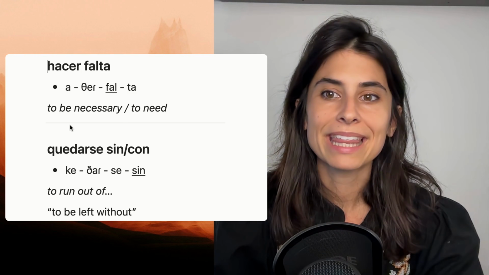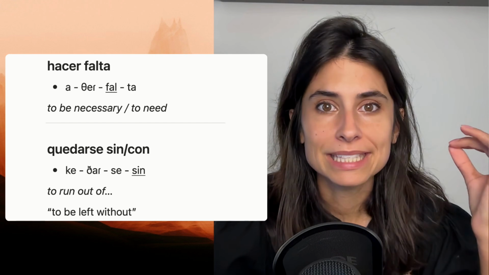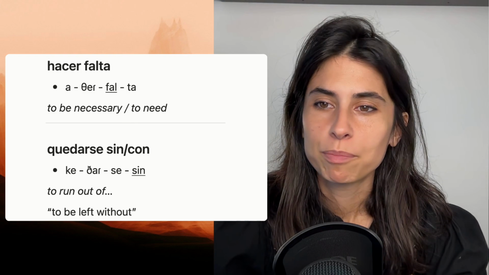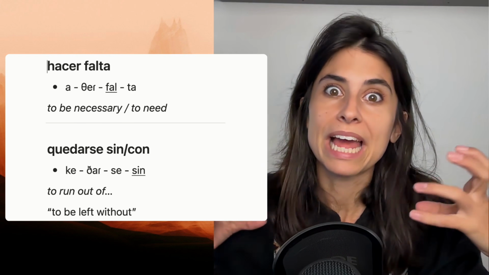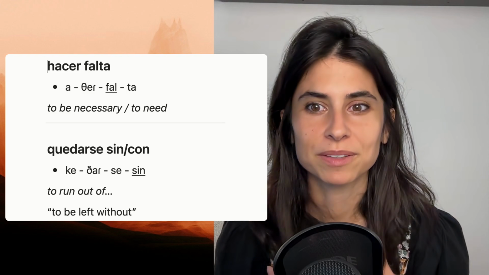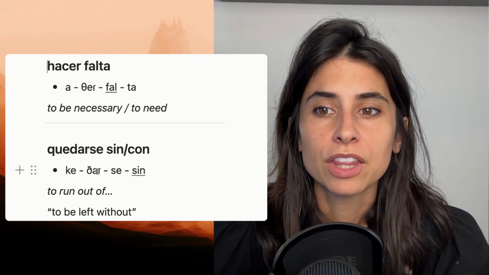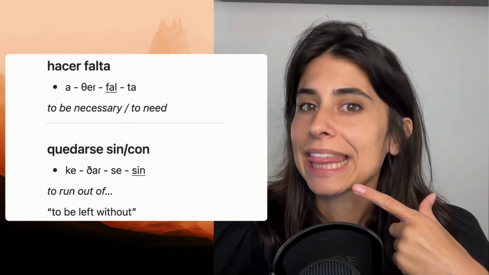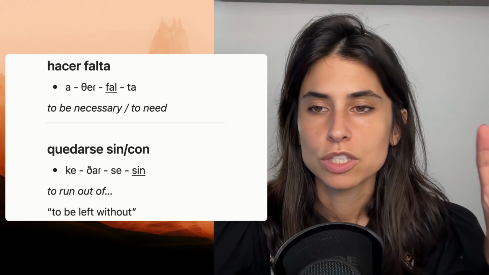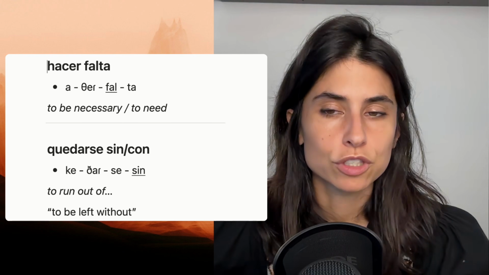And then finally, quedarse sin algo is to run out of something. Like me quedé sin pan. It's like I ran out of bread. But literally it means something like to be left without. Like to stay without something. Okay? So here, important thing, the d in quedar is the continuous version, because it's not after a stop. So you say quedarse. Quedarse sin algo, to run out of something.